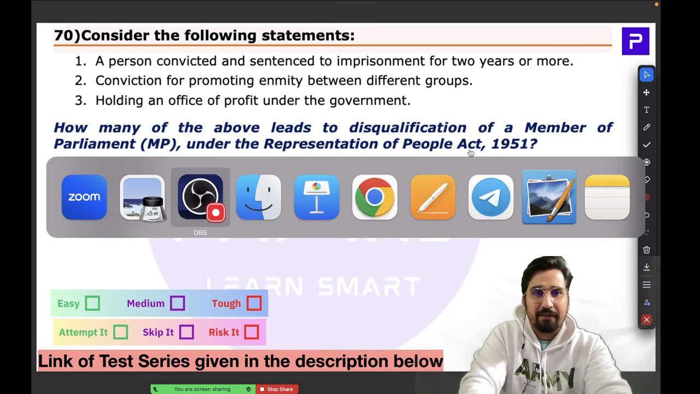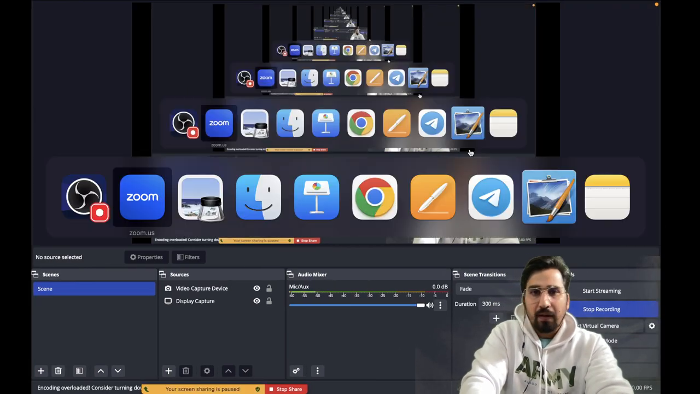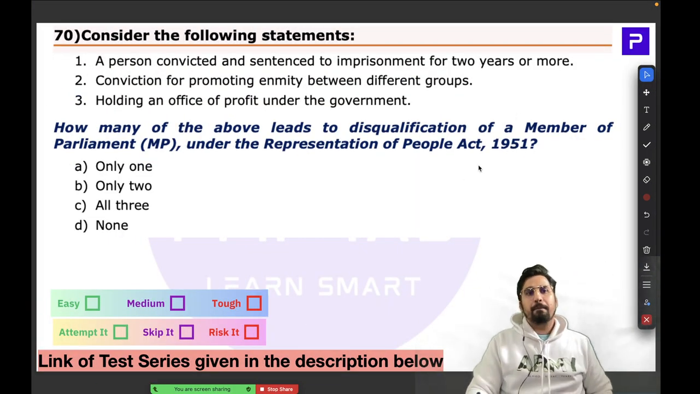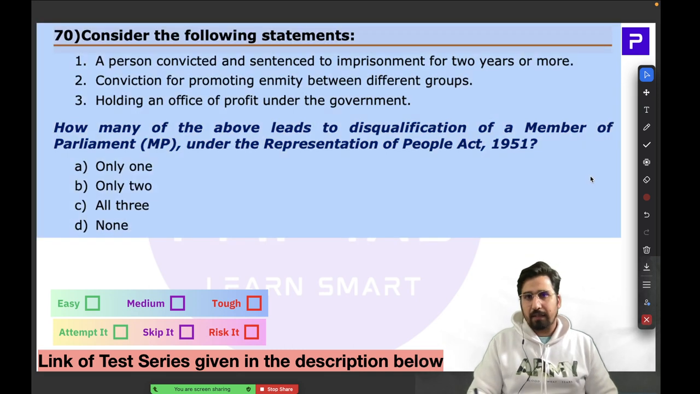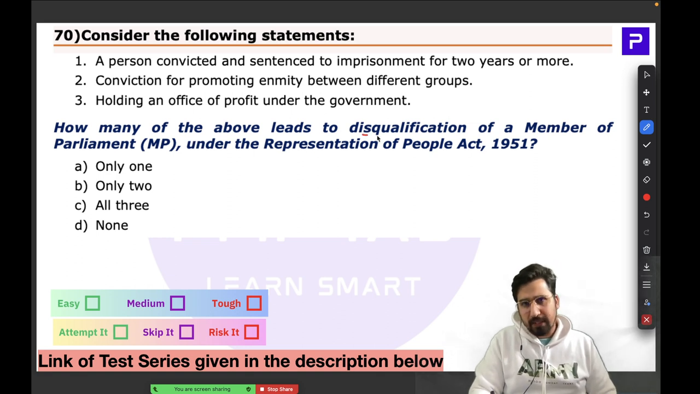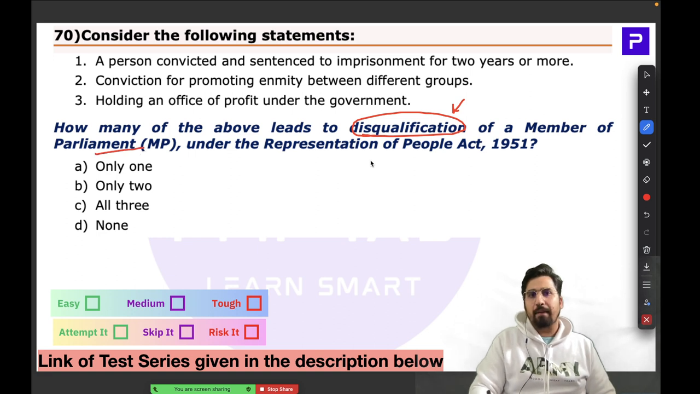Now, question number 70 for you guys. So what about question number 70 here? The question 70, consider the following statements. Now, this particular question was, which of the above can lead to disqualification? The keyword is disqualification of a member of parliament under this particular act, the Representation of the People Act.